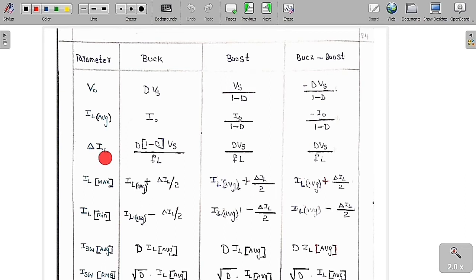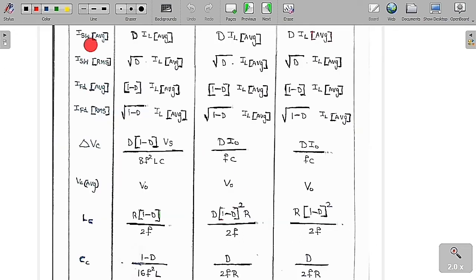Delta IL is equal to d into 1 minus d Vs by FL in the buck converter, d into Vs by FL in the boost converter, and d into Vs by FL in the buck boost converter. IL maximum is equal to IL average plus delta IL by 2 in all three converters. Similarly, IL minimum is equal to IL average minus delta IL by 2 in the buck, boost and buck boost converters.